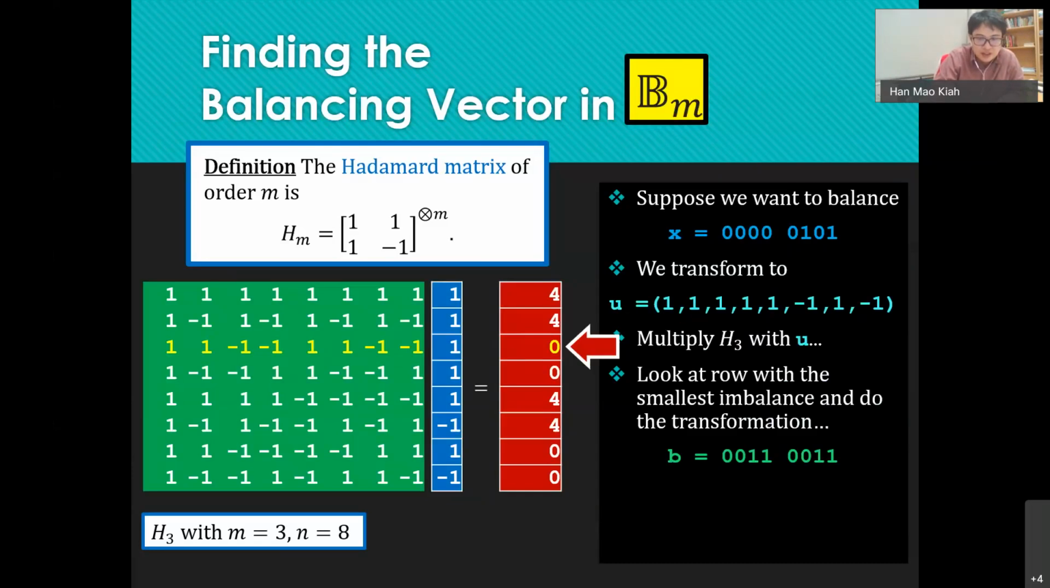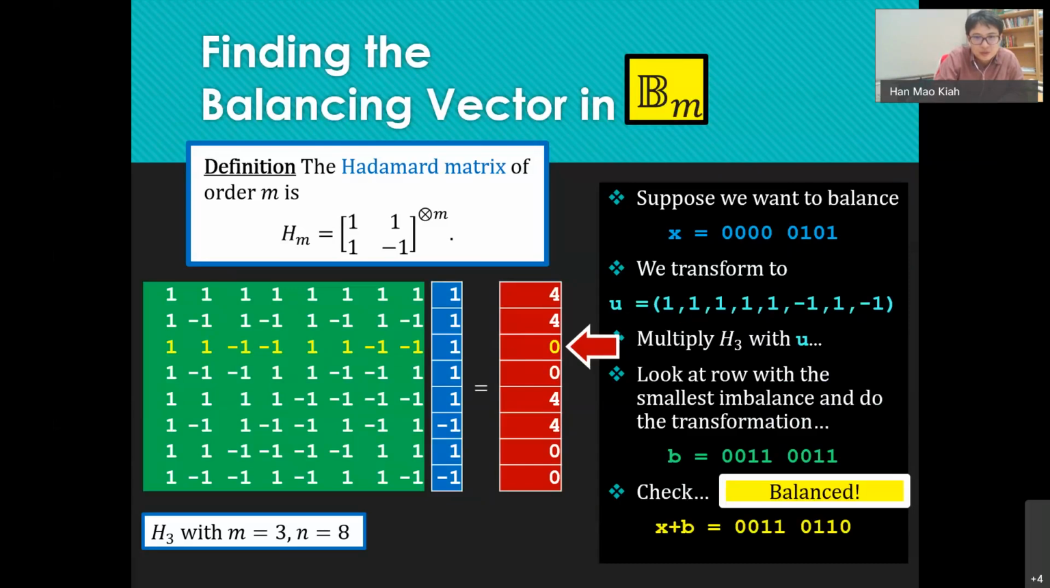If you believe me, and if you want, let's check. If we add x and b, what do we get? We check that the resulting vector is 0, 0, 1, 1, 0, 1, 1, 0, and its imbalance is 0, as predicted over here. And so what we have is a balanced word.